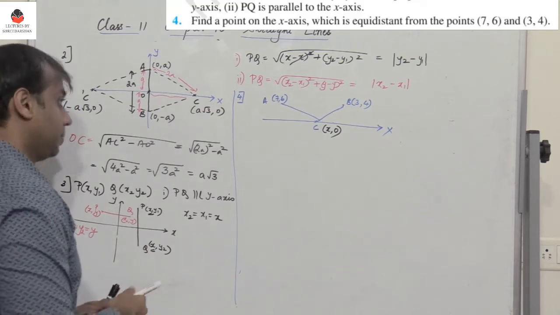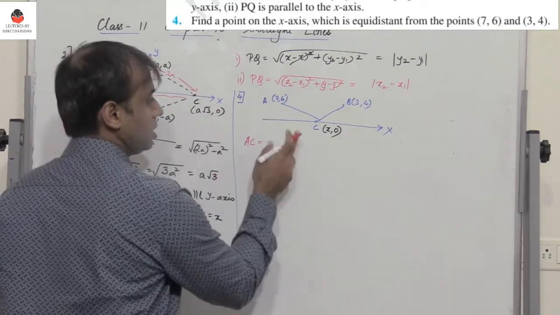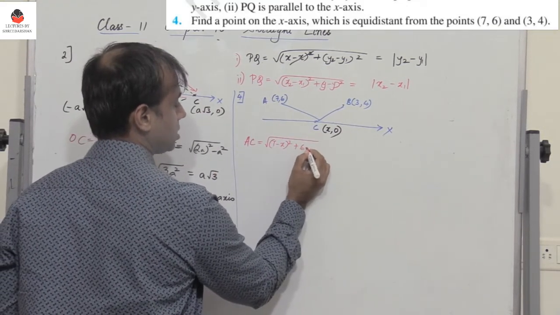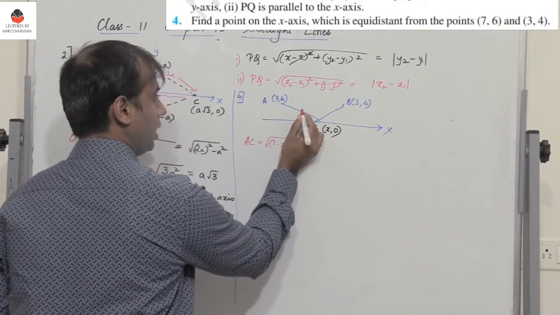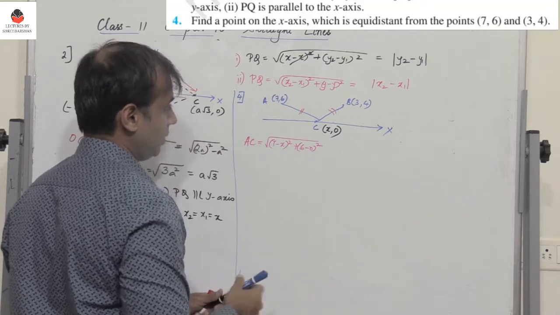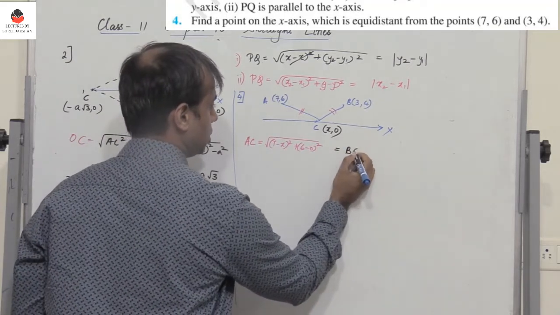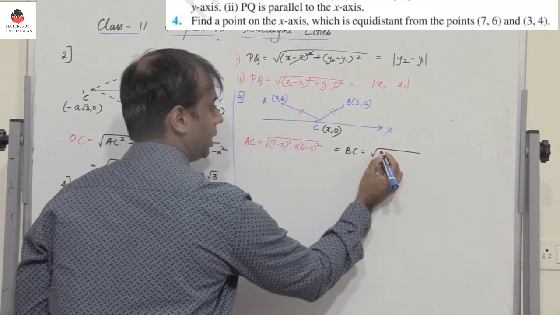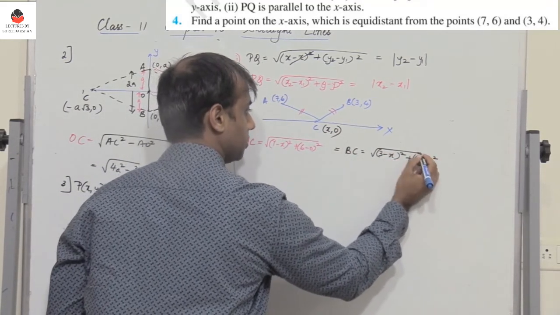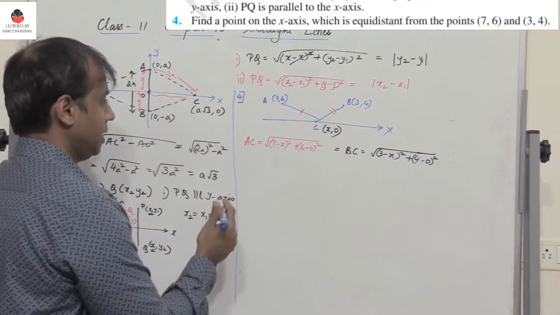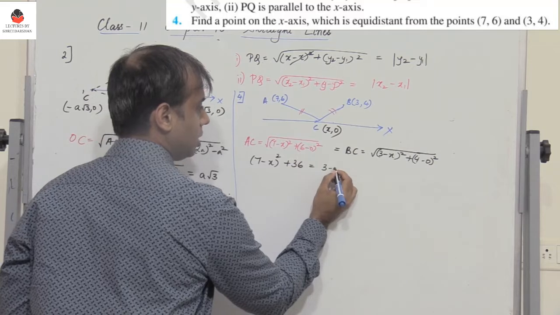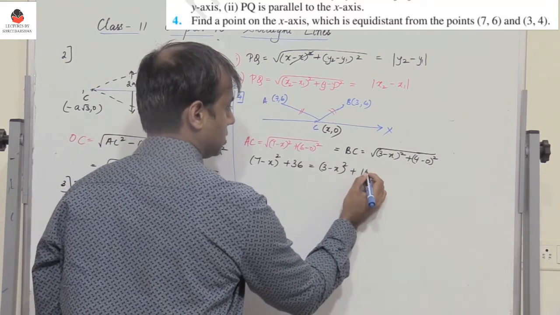So now let me find AC. Using the distance formula, it's going to be root of 7 minus x the whole square plus 6 minus 0 the whole square. So AC is equal to BC, right? And this is definitely equal to BC, which is root of 3 minus x the whole square plus 4 minus 0 the whole square. So now let me take the squares on both the sides. So I get 7 minus x the whole square plus 36 equals 3 minus x the whole square plus 16.